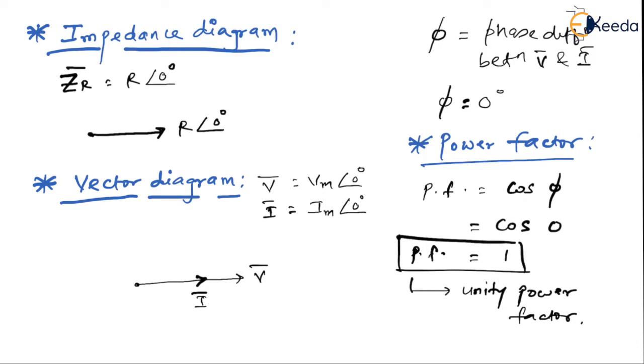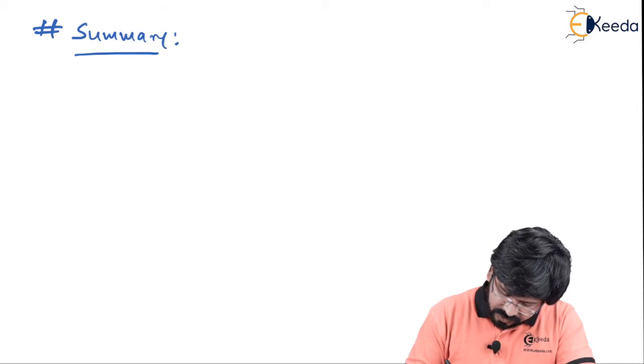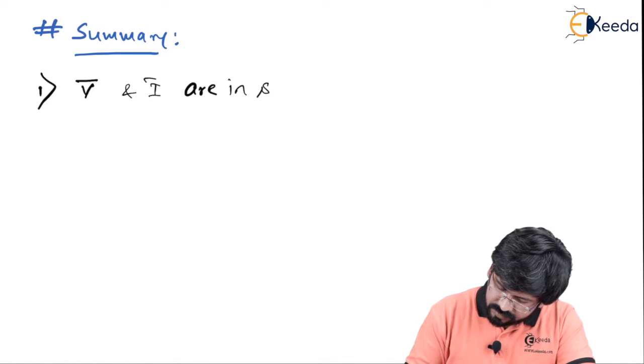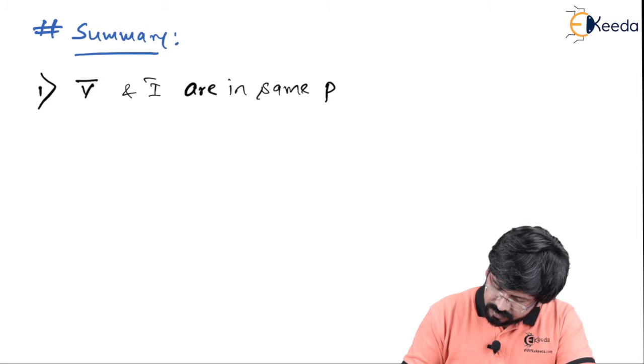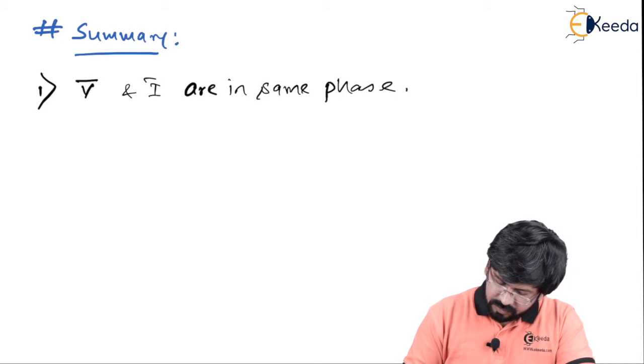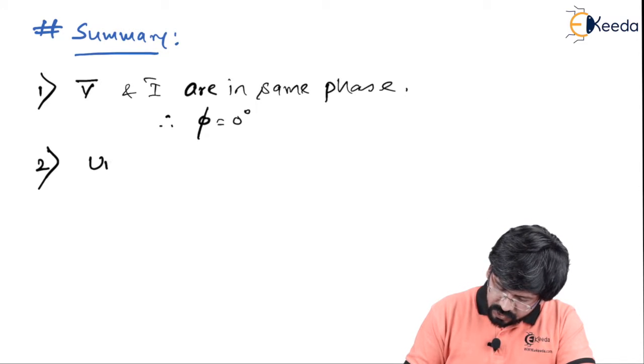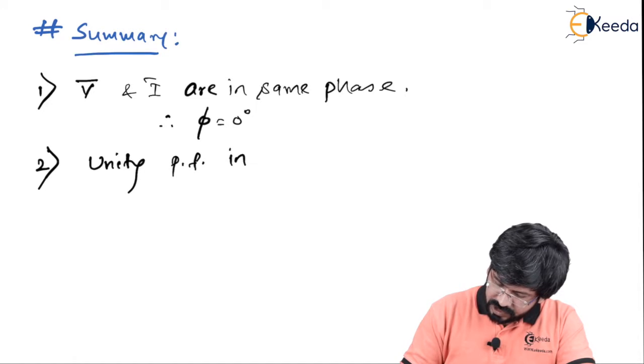Right? So what we have studied in R, let us summarize it. So the summary is V vector and I vector are in same phase, meaning that phase difference is equal to 0 degree. Therefore, we always have unity power factor in resistive circuit.